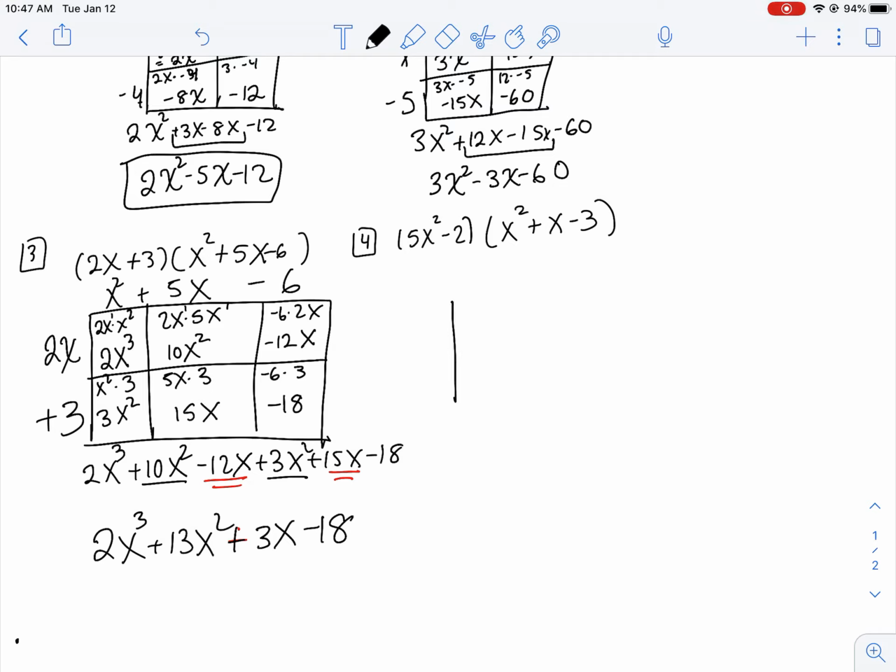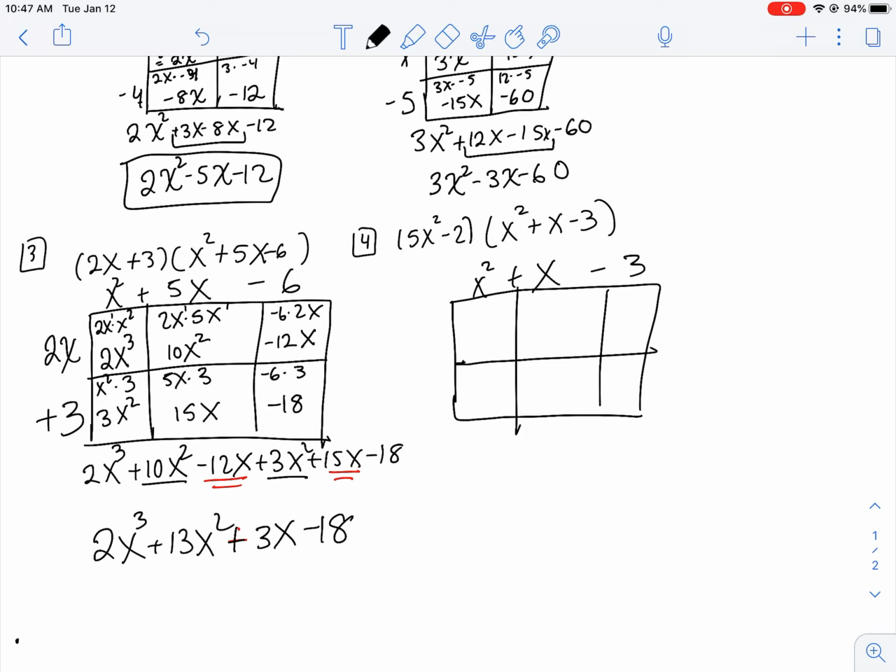All right, so how many boxes do we need in number 4? Yep, 6 of them. Again, does it matter what the length and width are? Nope. All right, so x squared times 5x squared. Add the powers. 2 plus 2 is 4. X times 5x squared. Add the powers. There's a 1. So 1 plus 2 is 3.